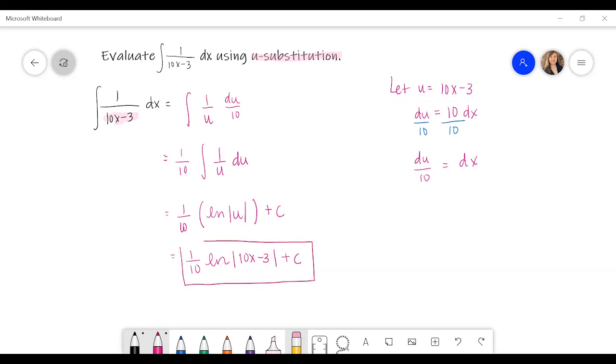If you really want, you can rewrite it, because that 1/10 can become an exponent. I'm not even going to write it because I don't really think that's necessary. This is more than sufficient as an answer.